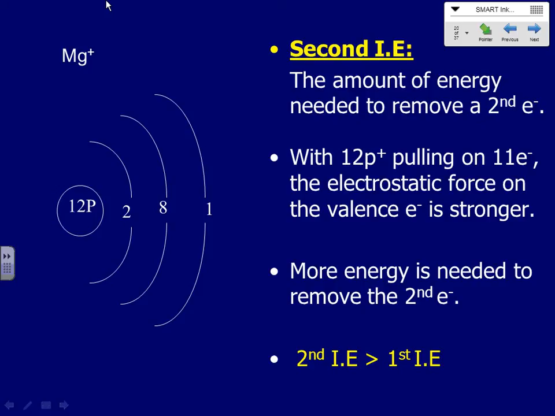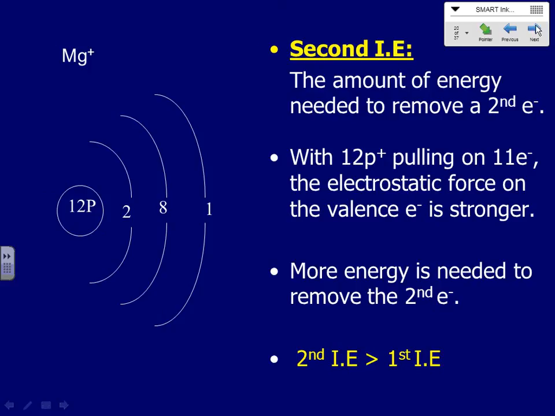The second ionization energy is defined as the amount of energy to remove the second electron. In this case, there are 12 protons pulling on 11 electrons. The electrostatic force, therefore, on that valence electron is stronger, and therefore it takes more energy to remove the second electron. So the second ionization energy is greater than the first.